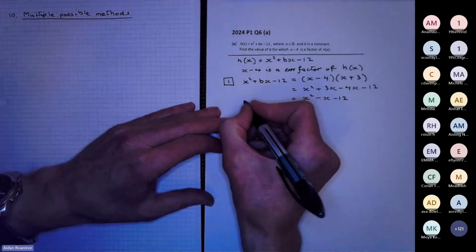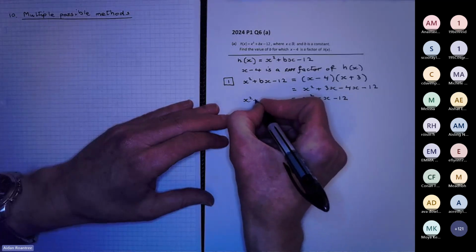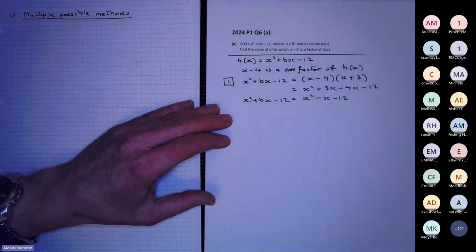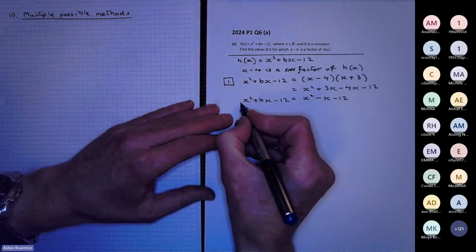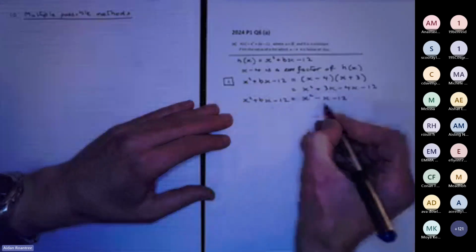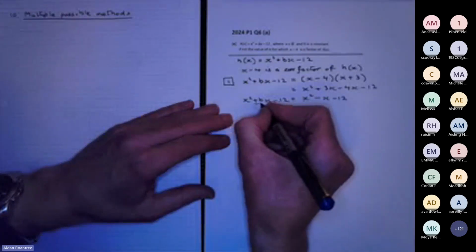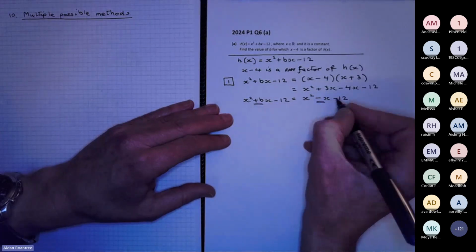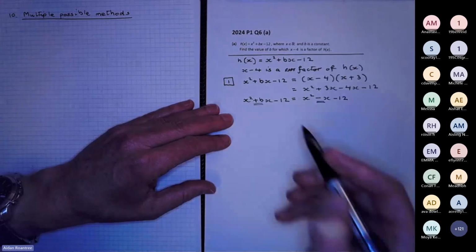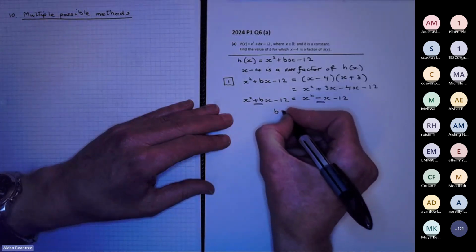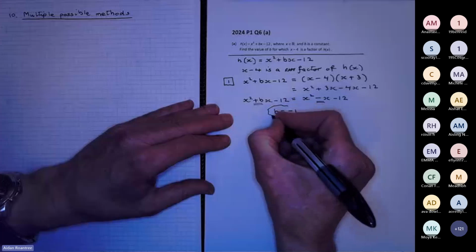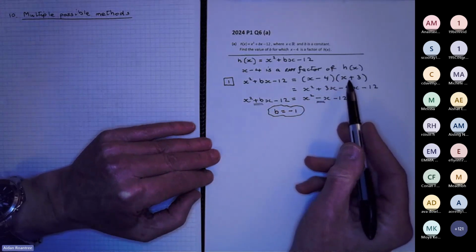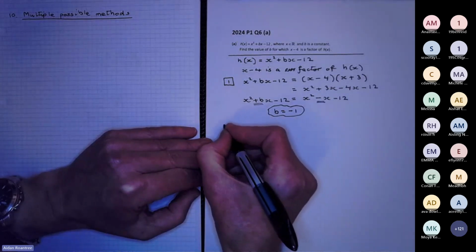Now, this is called the principle of undetermined coefficients: when one polynomial is equal to another, we can match up the corresponding coefficients. So yes, 1 is equal to 1 at the beginning, minus 12 is equal to minus 12 at the end. But the one we're interested in is that the coefficient of x on the left hand side must be equal to the coefficient of x on the right hand side. And that will be that b is then equal to minus 1. Okay, so b is equal to minus 1. So that's one way of doing it, finding the other factor by inspection.